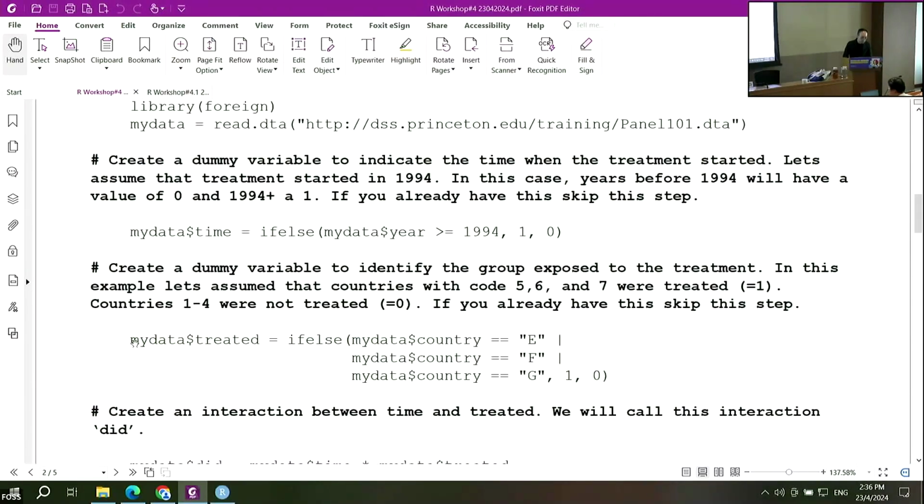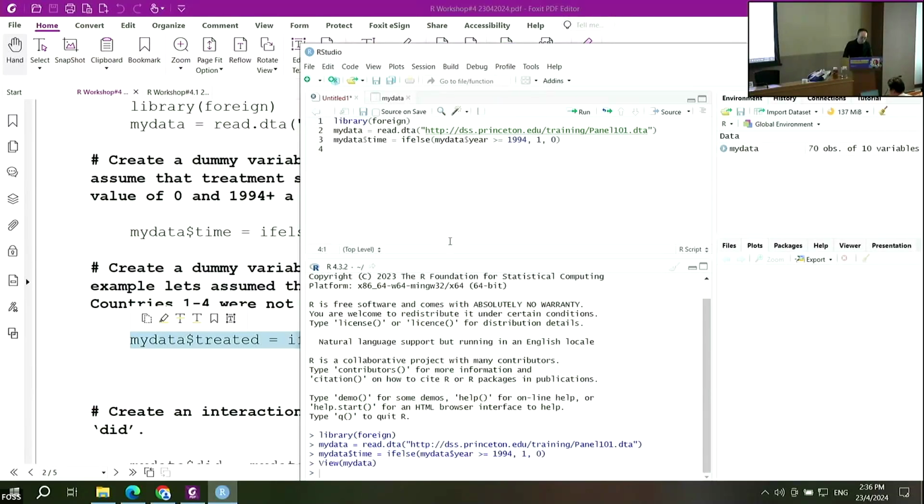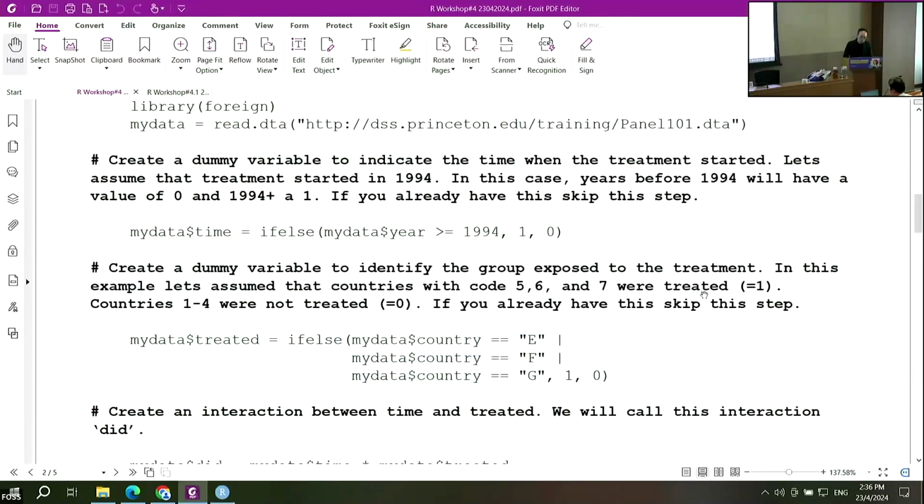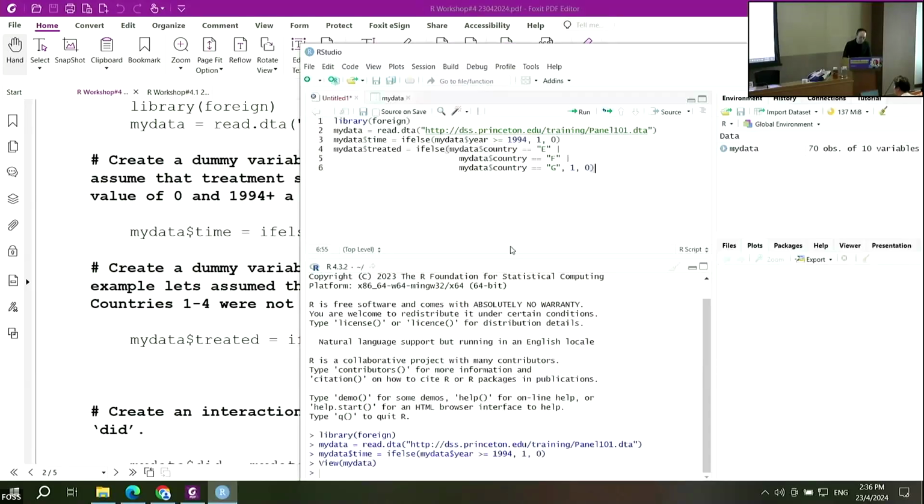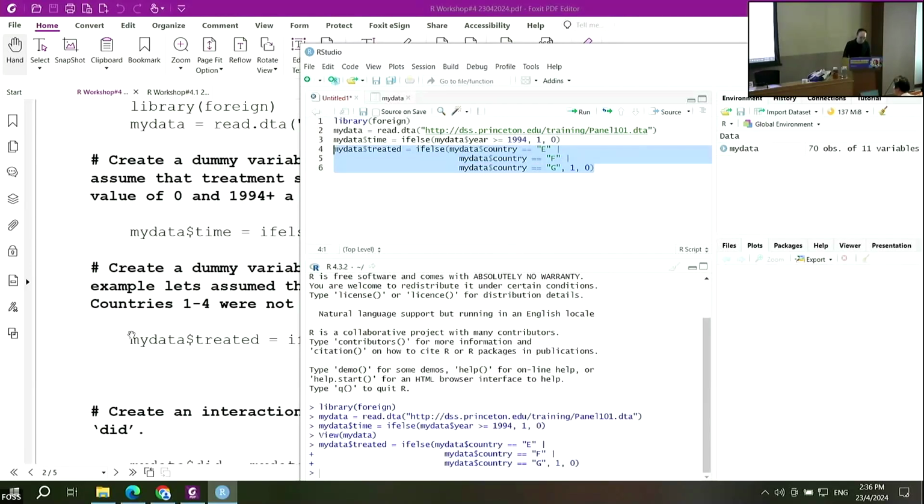Now, what you need to do next is also create a dummy to identify the group being exposed to the treatment. In this example, we are assuming the countries with codes 5, 6, 7 are going to be in three different treatment groups. You can only skip this one if you have them identified already, and I do not, so I'm not going to skip this. I'm just going to highlight all of them and run it, okay?